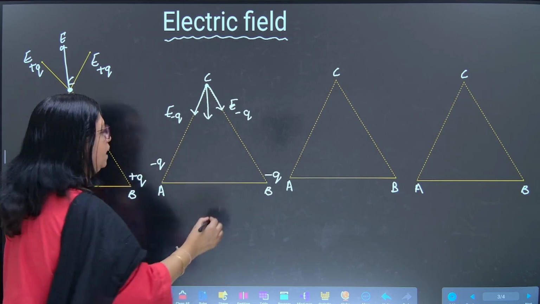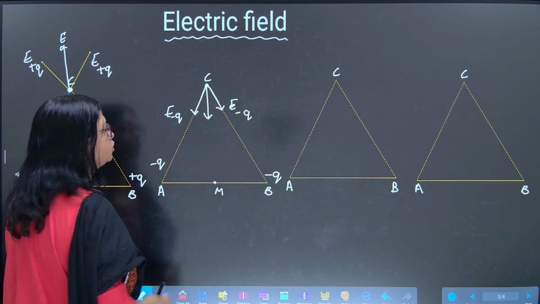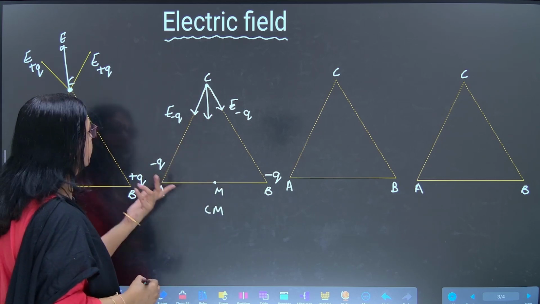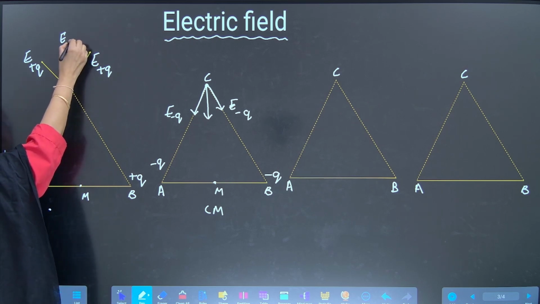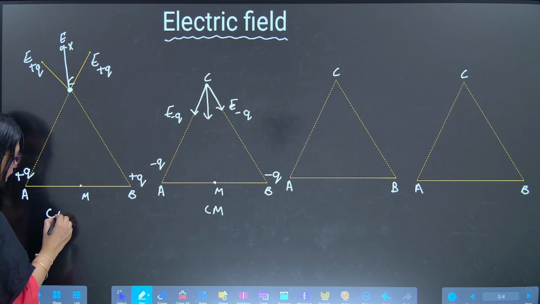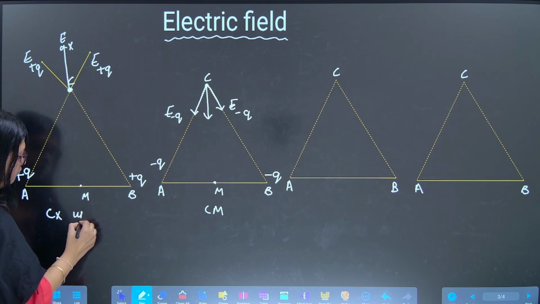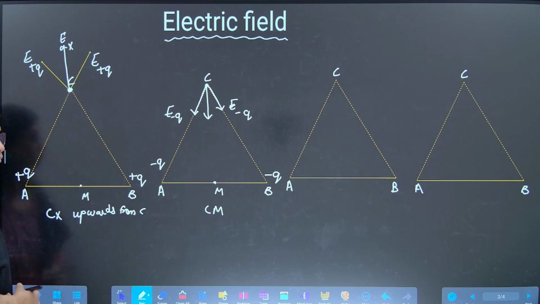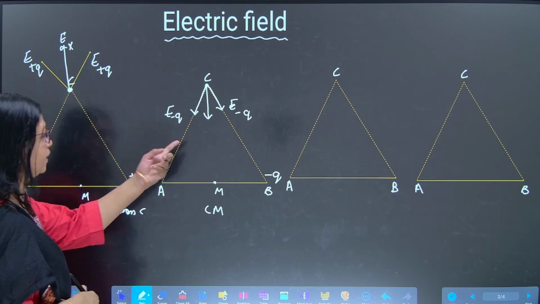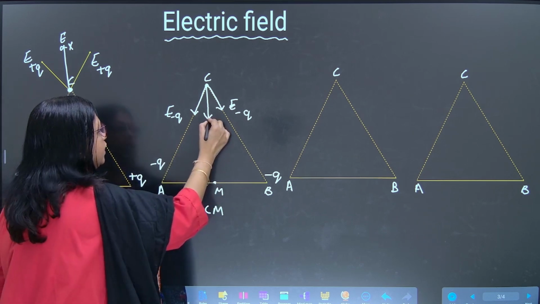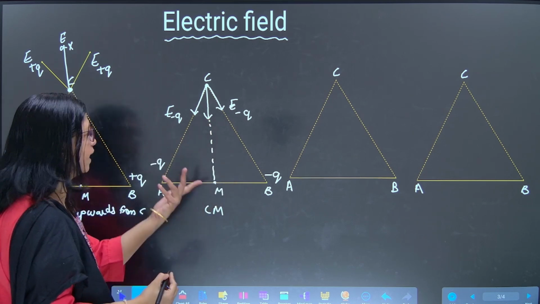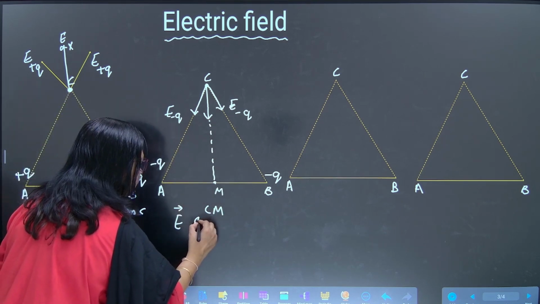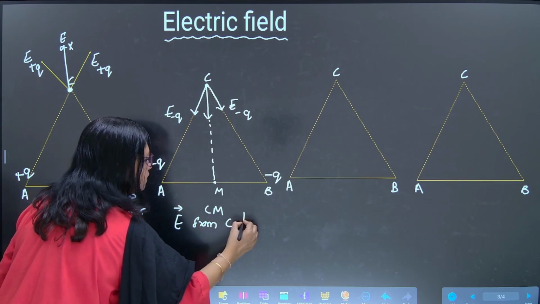So this year in the board exam, they put one point M. So where is the resultant? The resultant is along CM. Similarly, I can name it as CX and write the resultant CX upwards from C. You can answer like this. Here, because M was given as a midpoint, we wrote it as along CM. If this midpoint is not given, what should I write? From C, electric field, from C, downwards.